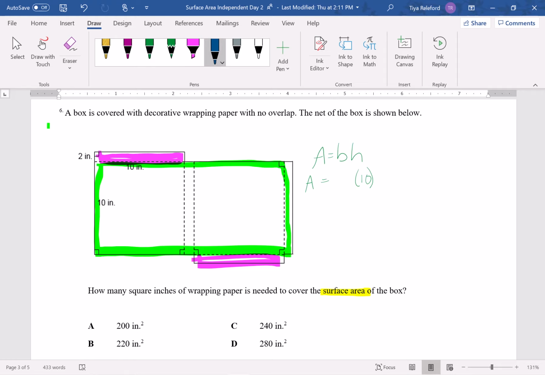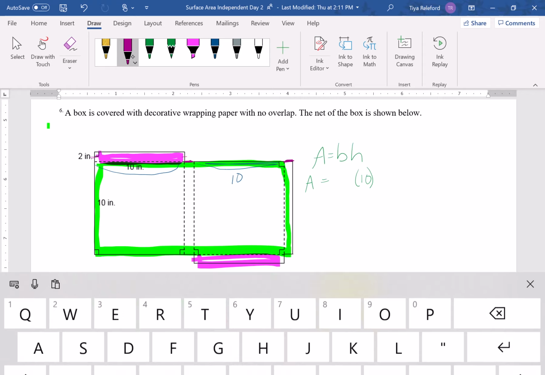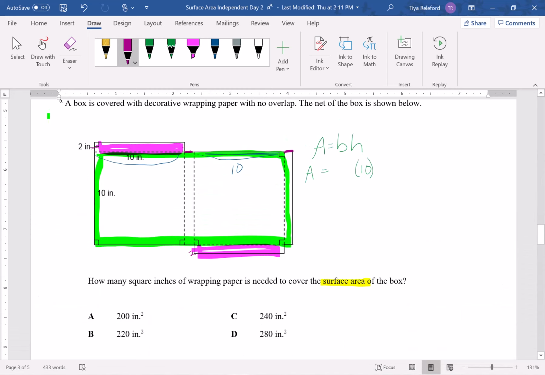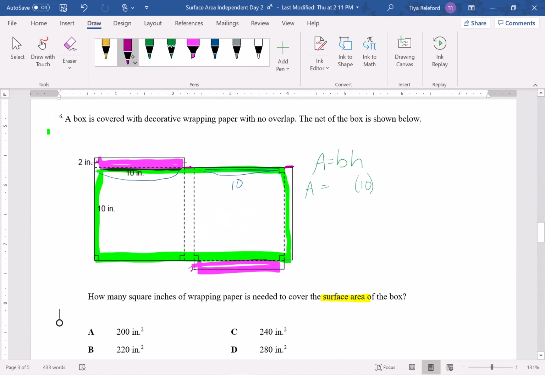Now, for the base, from here to here is 10, which means from here to here is 10. The tough spots are going to be, what is it from here to here and here to here? Well, I know this side is 2 inches. And remember, we said you have to think about it being folded up, right? So if this side is 2 inches, that side is 2 inches. So your total base is 10 plus 2.